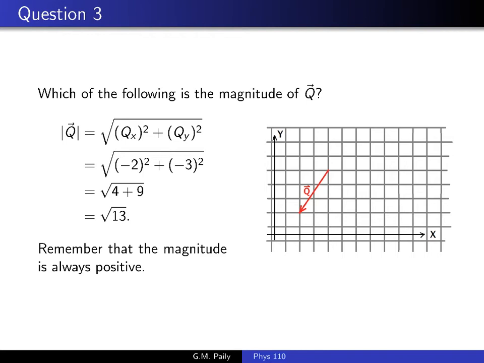So we can see that having determined qx and qy, we simply square them and add them and square root them to get the magnitude. Because of the squaring, even though these components are both negative, once they're squared, the negative sign goes away. Remember that the magnitude is always positive or at least 0.